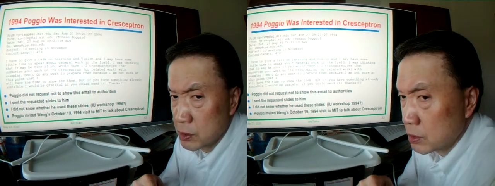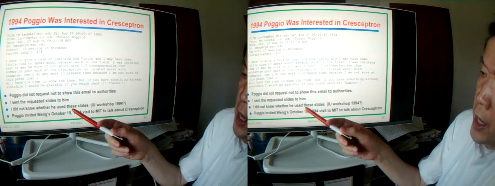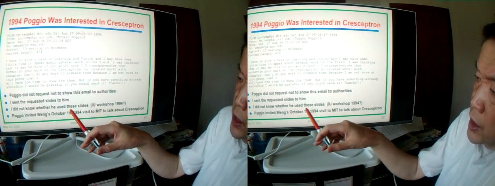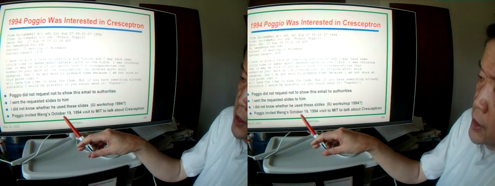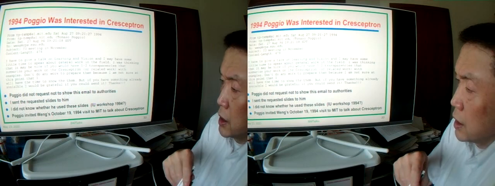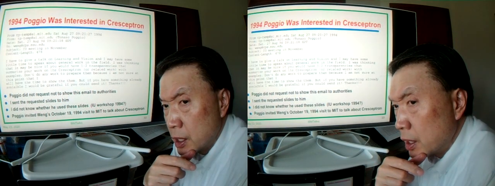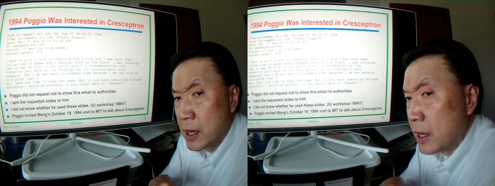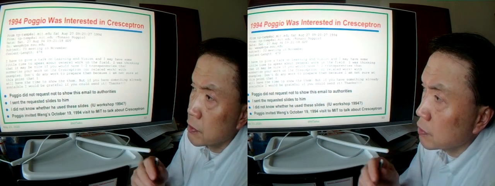Basically, he knows my work. He did not know the detail. He invited me to give a talk, and I sent the request to him. I don't know whether he used that for the talk at all. Then he invited me on October 19th of the same year to give a talk at the MIT group. He paid for my trip, the plane ticket and the hotel. I really appreciate it. After that, his behavior was really, really surprising to me, and I'll get to that later.